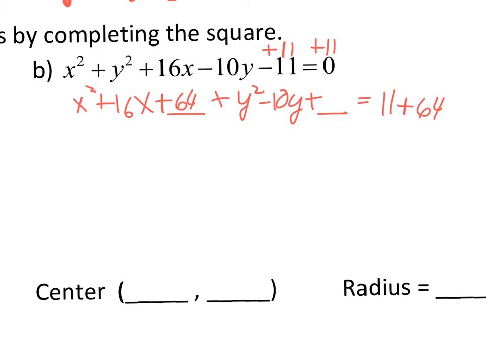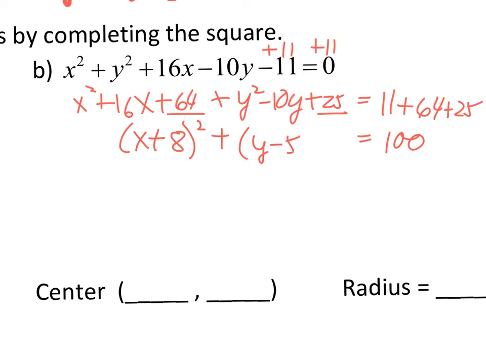Then half of negative 10 is negative 5, times itself is 25. So add 25 to both sides. On the right side of the equation, we get 100. On the left side, we'll get x plus half of b, so x plus 8 squared, plus y minus 5 squared, that's half of b, is 100. The center is at negative 8, 5, switching signs, and the radius is the square root of 100, which is 10.